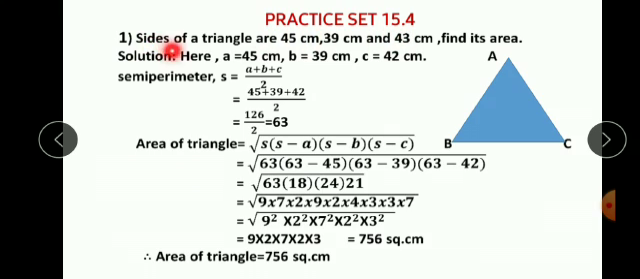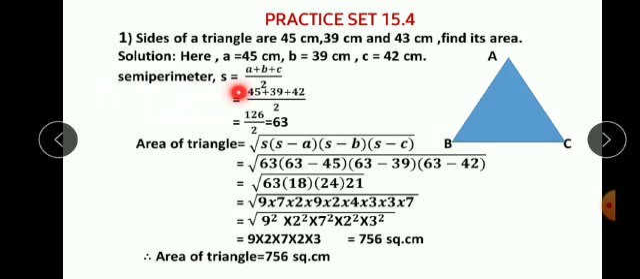First question. Sides of a triangle are 45 centimeter, 39 centimeter and 43 centimeter. Find its area. Let's see the solution. Here A is equal to 45 centimeter, B is equal to 39 centimeter, C is equal to 42 centimeter. So now take the triangle ABC. What we'll have?